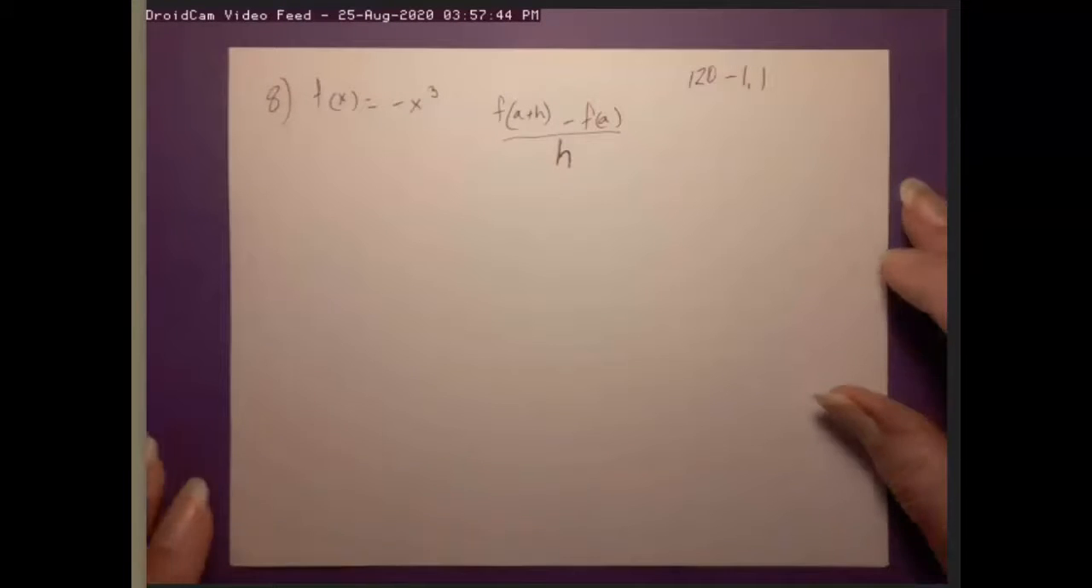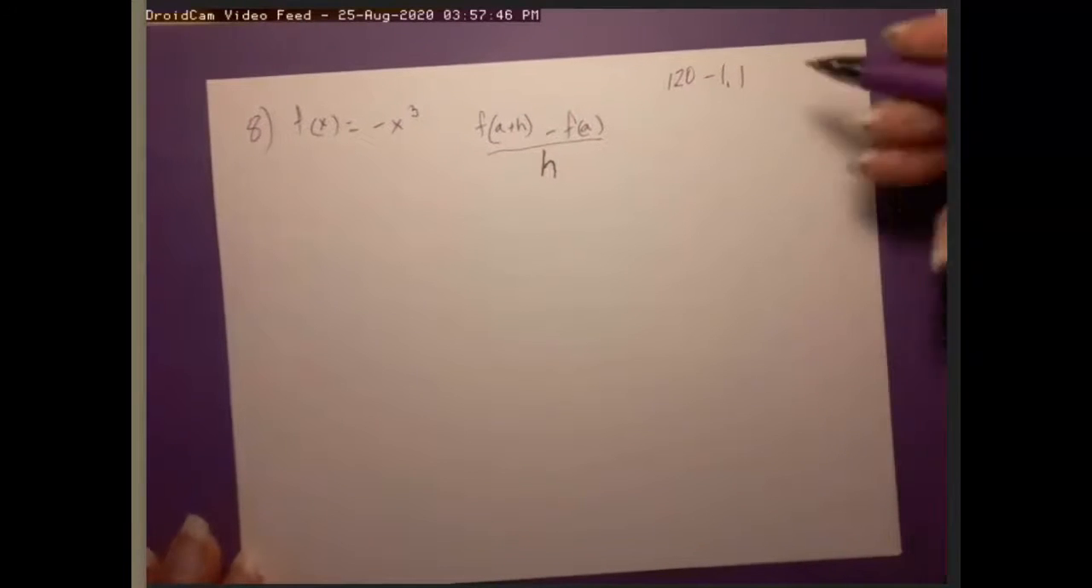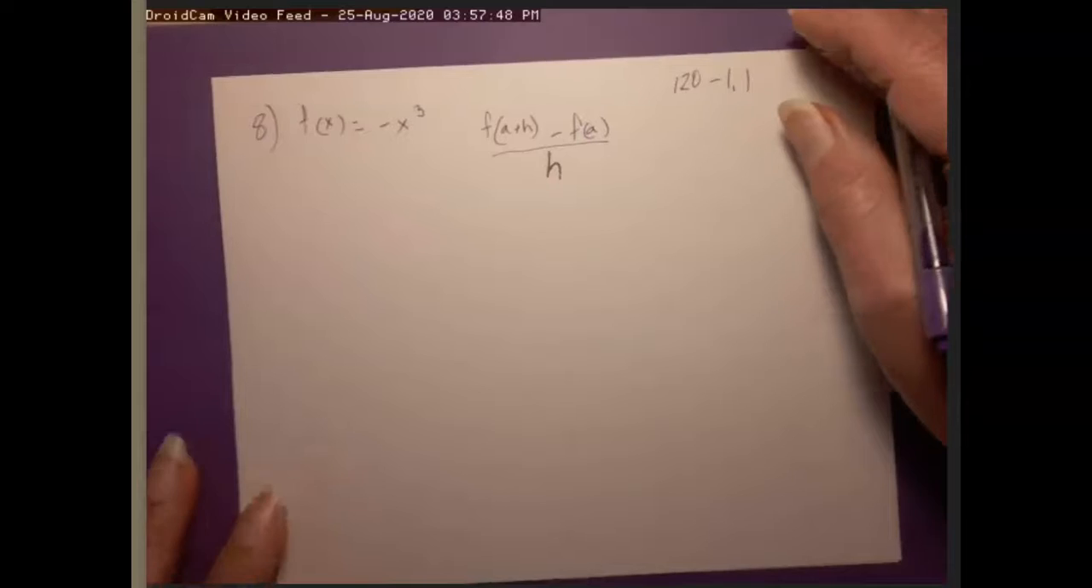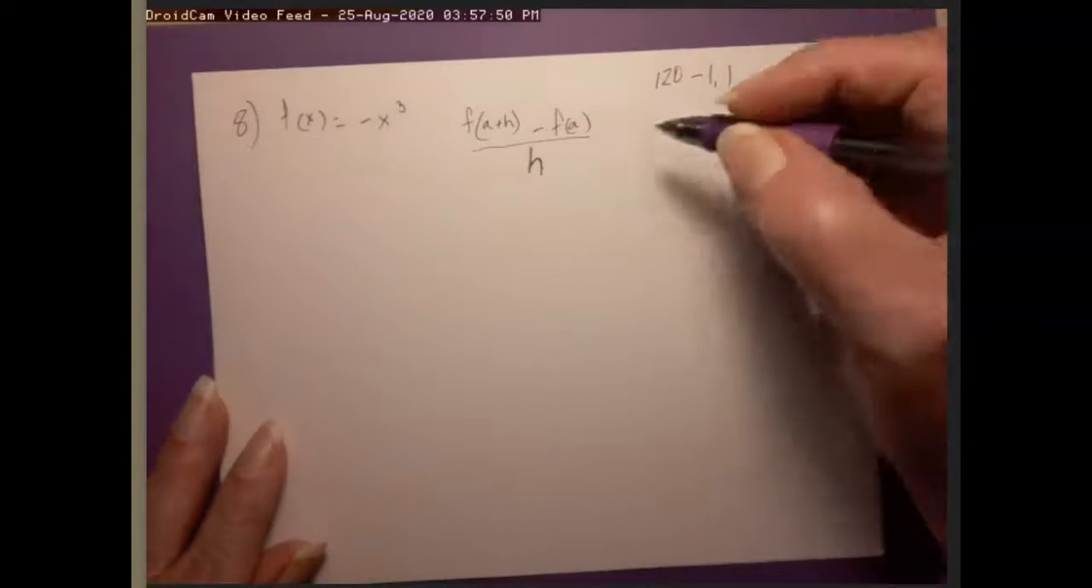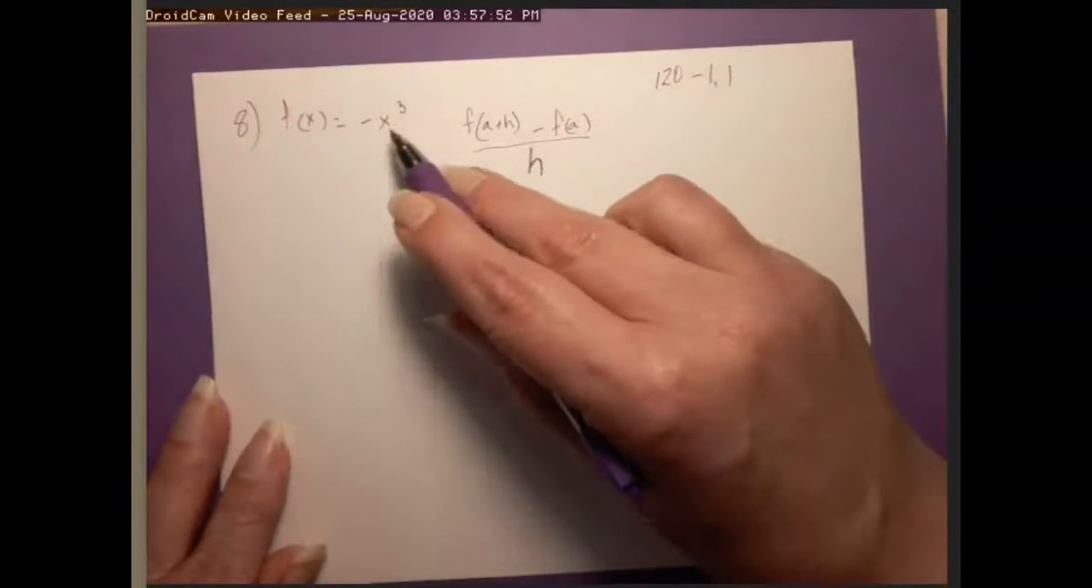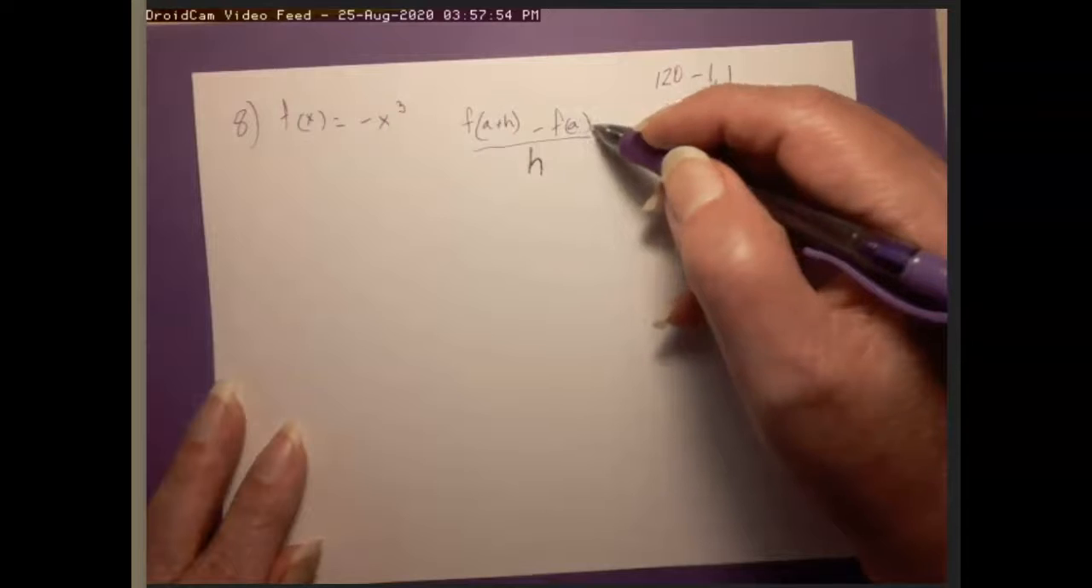So I had a student ask me for a couple of problems here. This is on 1.1 for Math 120. I want to do the difference quotient here for negative x cubed. So I need f of a plus h and f of a.